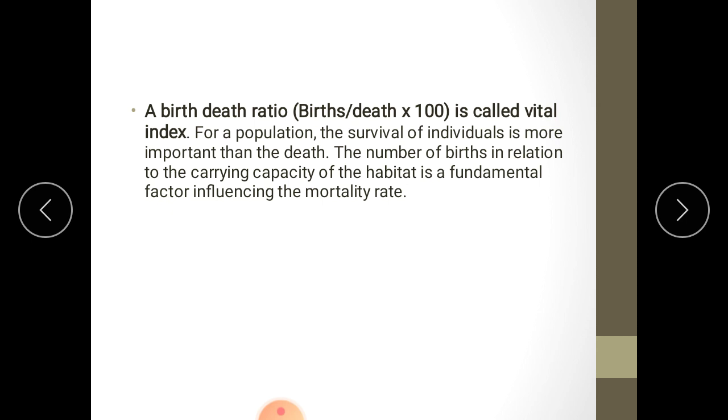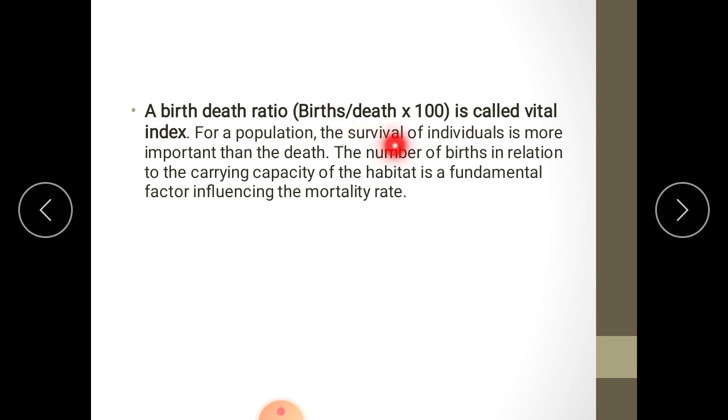Then, births divided by deaths into 100 is the birth death ratio, and it is called the vital index. This is known as the vital index of a population.